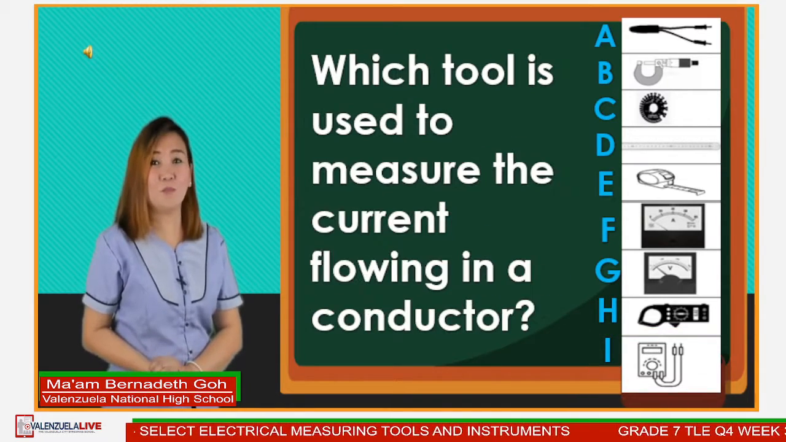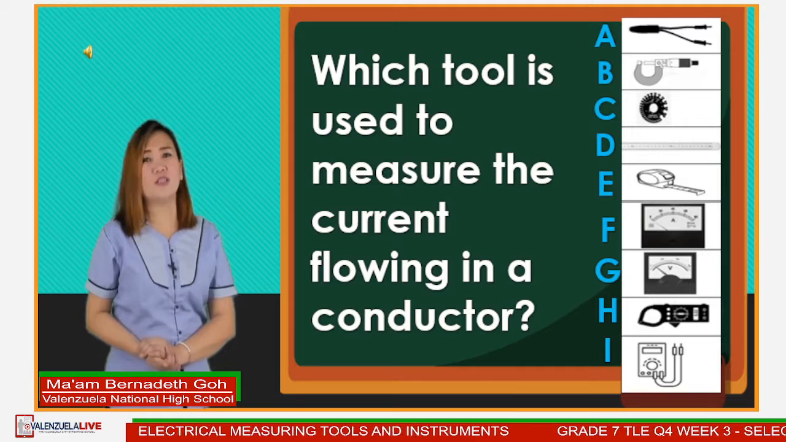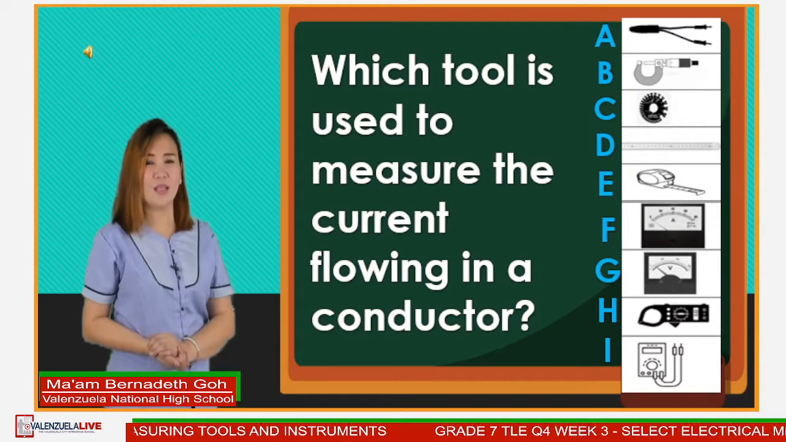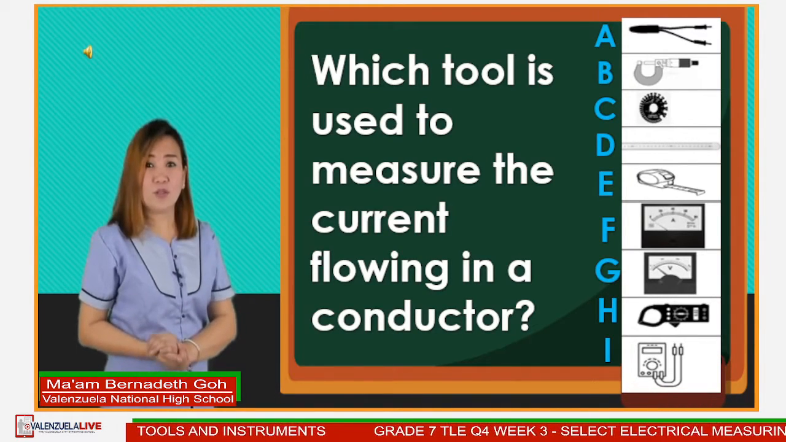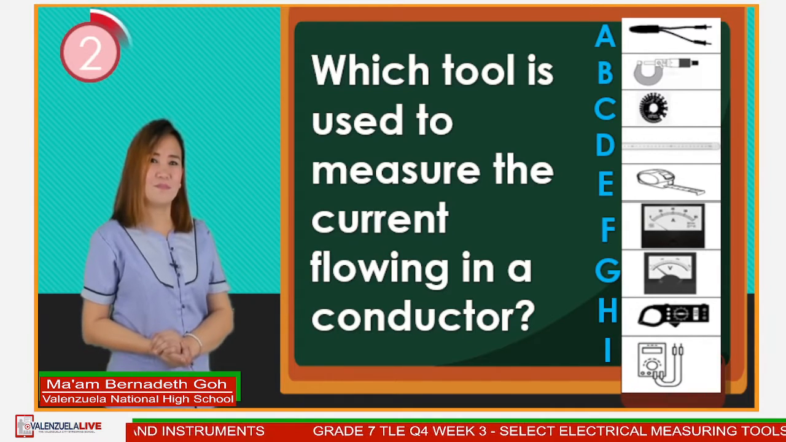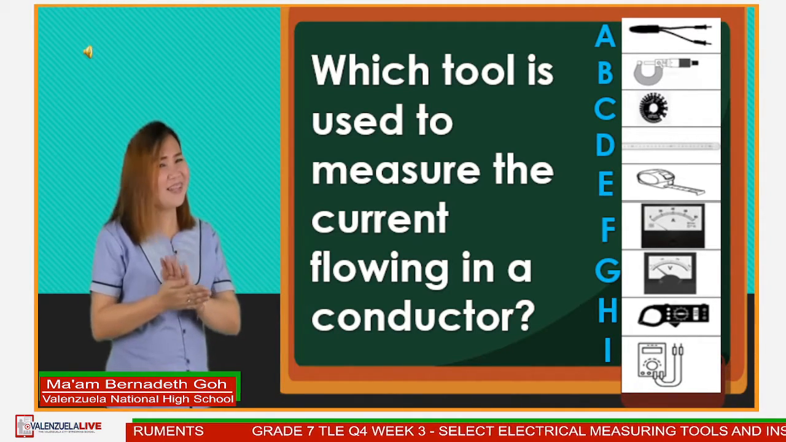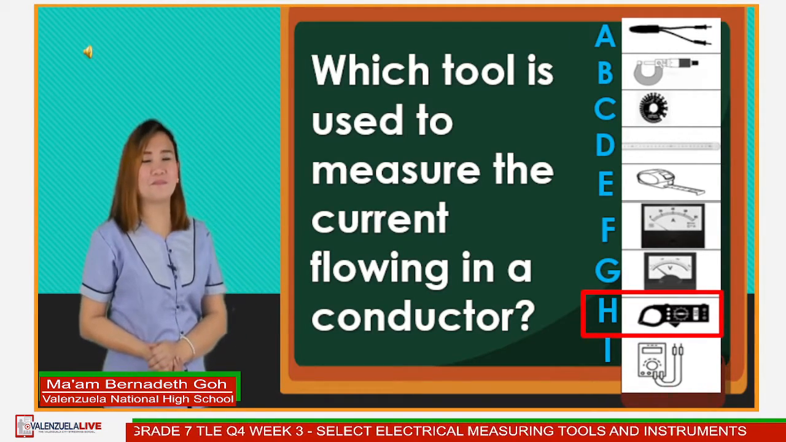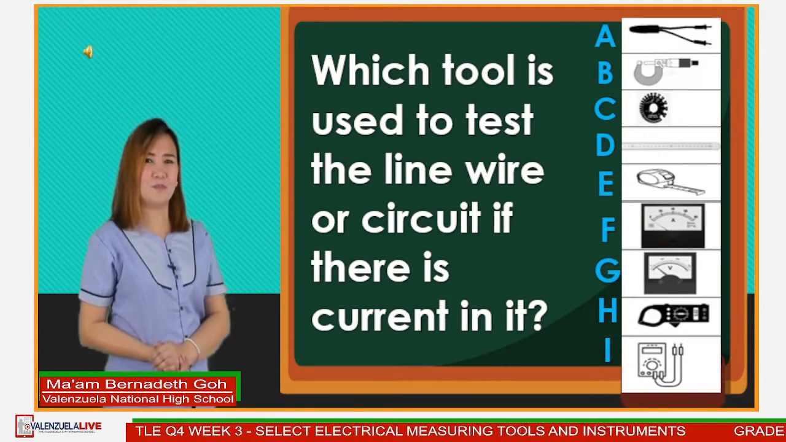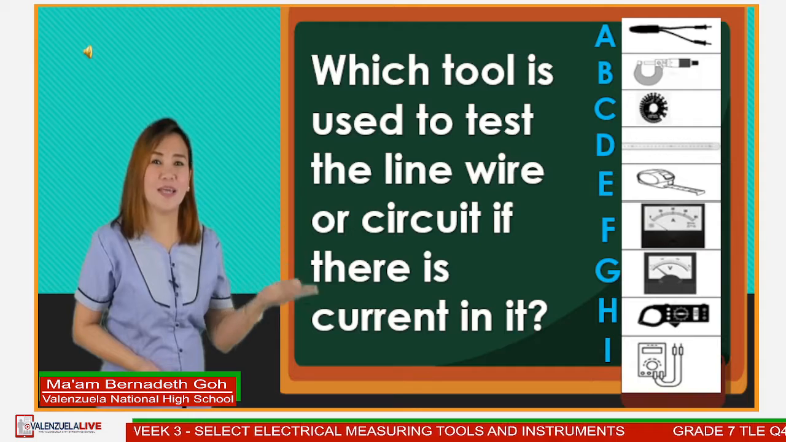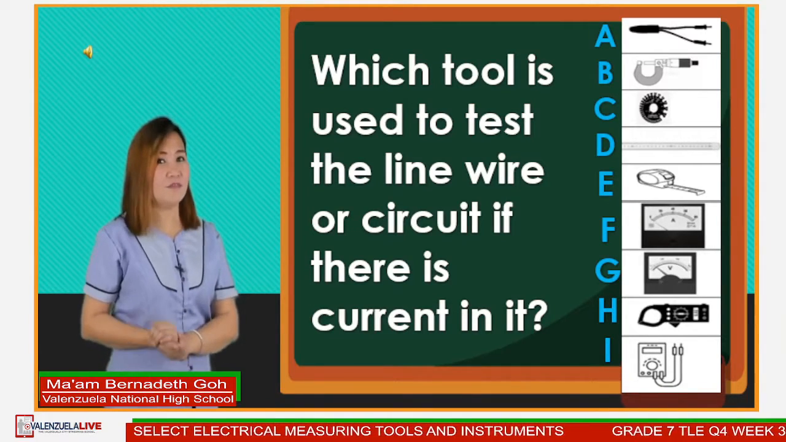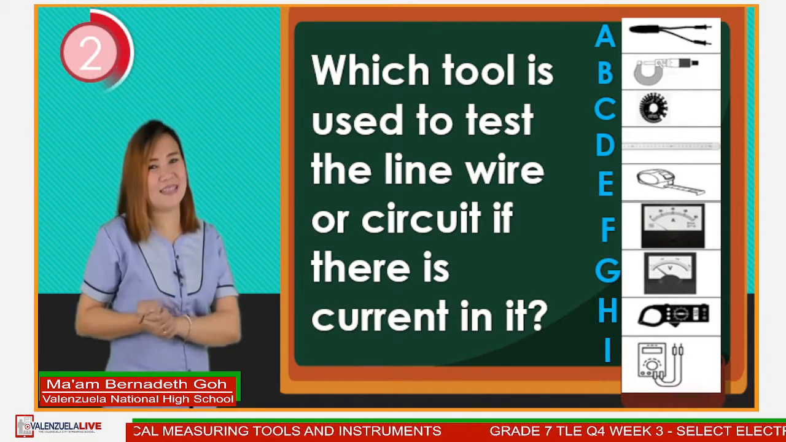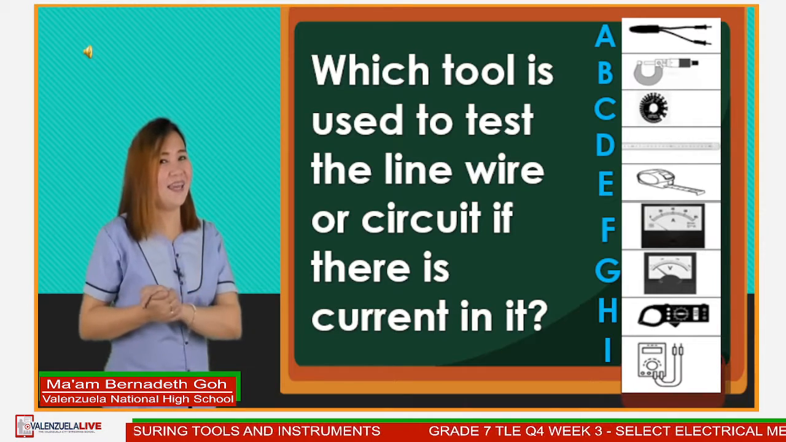Next question, number 3. Which tool is used to measure the current flowing in a conductor? Which measuring tool are you going to choose? Wow, very good for that. It's H, the clamp ammeter. Next question. Which tool is used to test the line wire or circuit if there is current in it? Magnificent! It's letter A, test light.